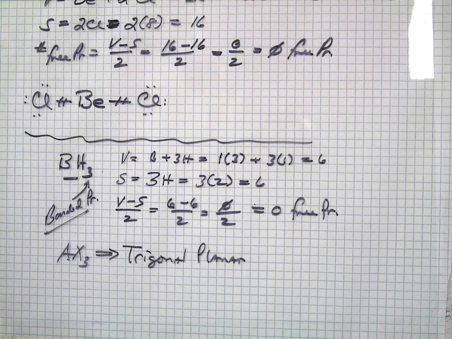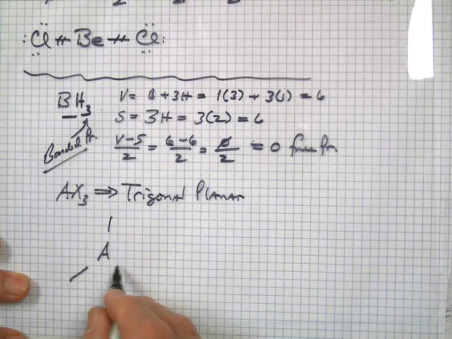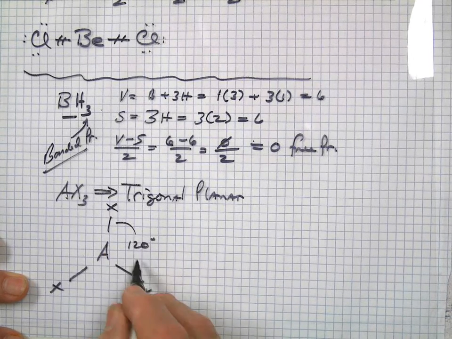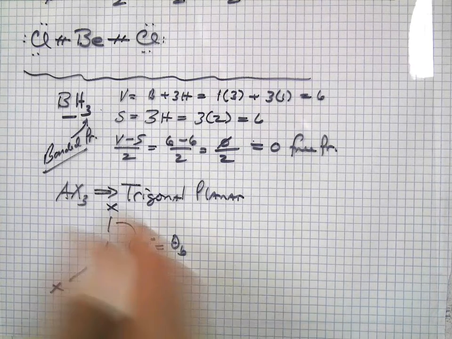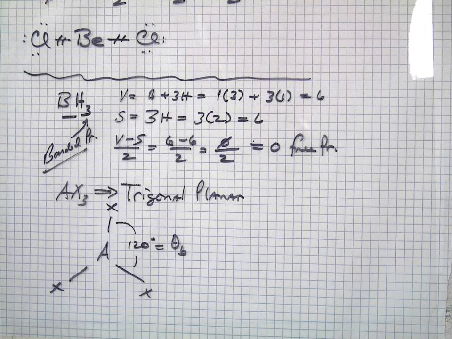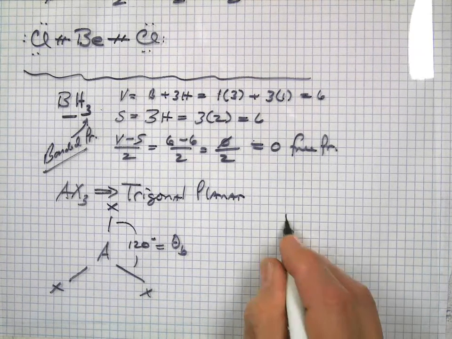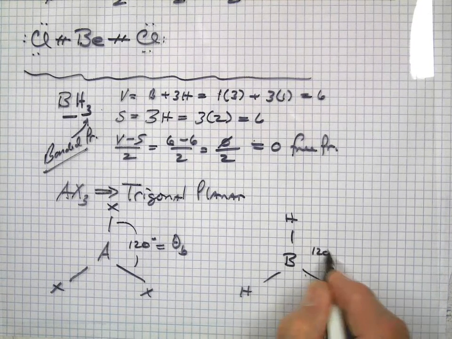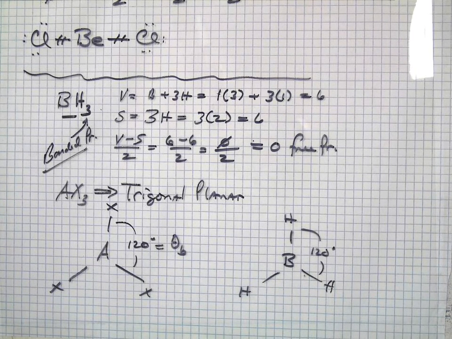Like that. A trigonal planar arrangement will sit in space with 120-degree bond angles. That's theta B, like that. So this is a standard format for a trigonal planar. For BH3, it would look the same way. You would have hydrogen, hydrogen, hydrogen, with 120-degree bond angles between the hydrogens all the way around, 360 total around.